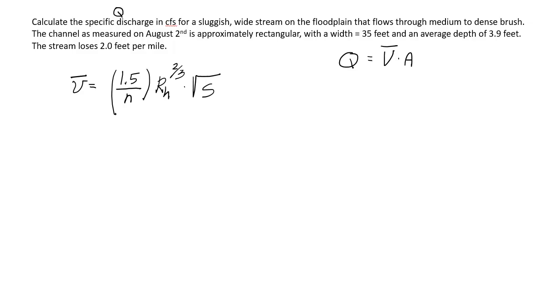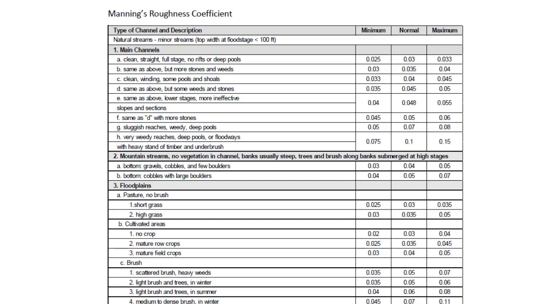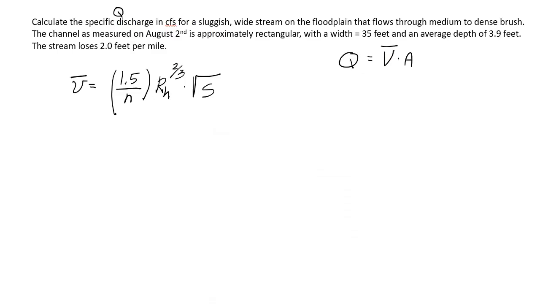So first, let's figure out the roughness coefficient. Again, we have a sluggish wide stream that flows through medium to dense brush in the summer. If we look on here, we're down on the floodplain, medium to dense brush in the summer. Here we are, at the very bottom of this table. The normal value of the roughness coefficient is 0.1, so that's what we're going to use. So the roughness coefficient n is equal to 0.1, reading that off the table.